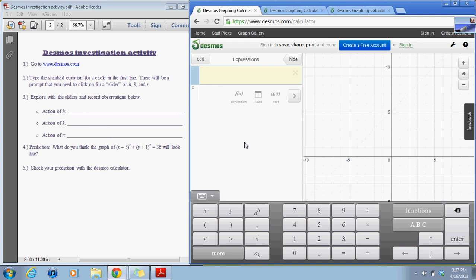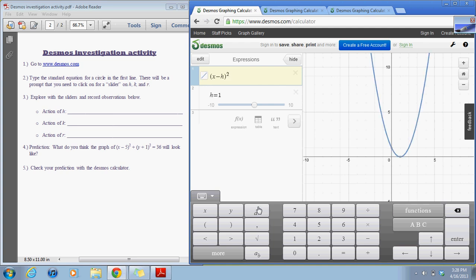So the first thing I want to do is type in the standard form for our circle equation. I'm going to start off with a set of parentheses, and I'm going to use x minus h. Now, since we're using h to represent an unknown, it's going to ask me to add a slider, and I'm going to say yes. And I want to make sure that I come down to my menu at the bottom and choose an exponent. So we want x minus h quantity squared.